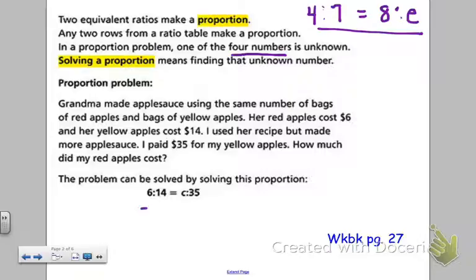So this is what the proportion looks like. This is the original ratio that was given to us, 6 to 14, right? $6 for red apples, $14 for yellow apples. And now we have to figure out how much the red apples are going to cost if we're spending $35 on yellow apples. So we're going to solve this proportion. We're going to figure out that missing number.